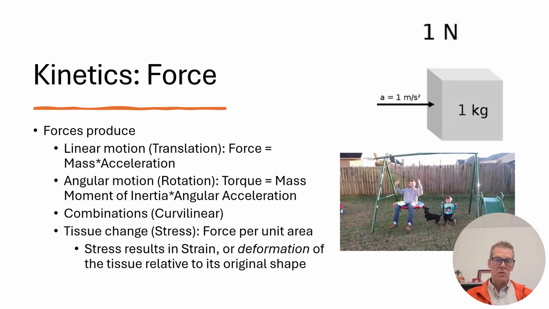We could also produce a rotation. If we apply that force at a point that's not directly through its center of mass, that would create some spin. Or if that object has an axis of rotation, which would constrain its ability to translate, but would allow it to rotate. So we can also get angular motion or rotation when we apply a force.